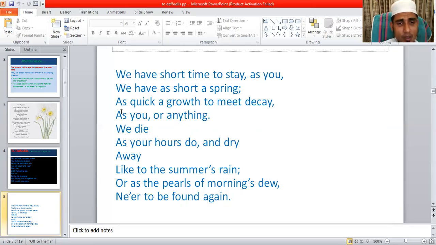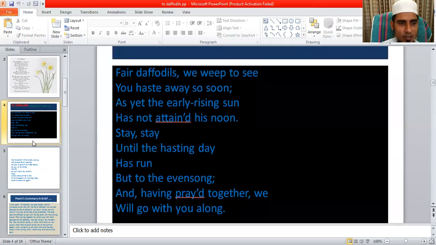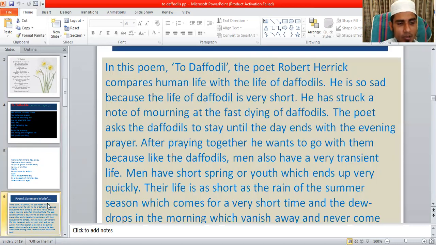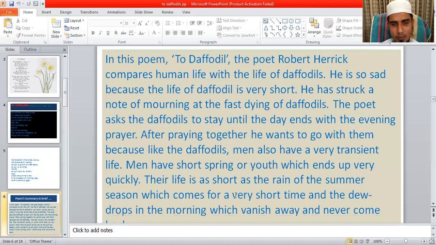So in this way, here we find this is a very short poem. In this poem, the poet gives his idea about the transitoriness of human life. So students, the poem is very easy. Now I would like to give you the description in writing, the poem summary in brief. It is a summary of the poem, very briefly.